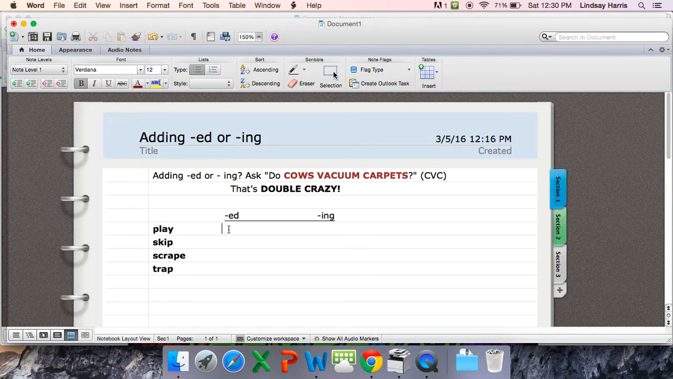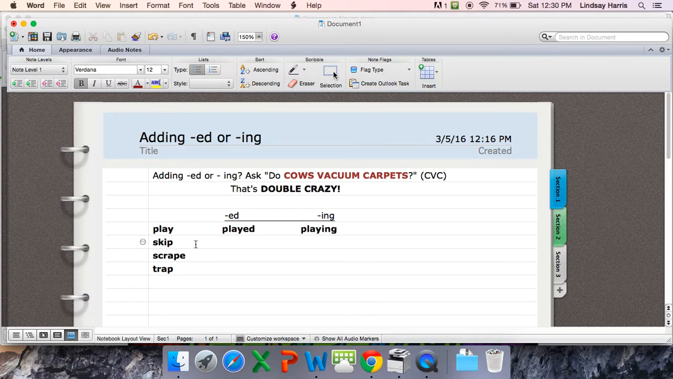So let's practice some. If I have the word play, well, I look and I see that it ends with an L, which is a consonant, A, which is a vowel, and then Y is usually considered a vowel too. So that's not a CVC. I don't want to double anything. So I'm just going to add ed, or I go over here and I add ing, playing.